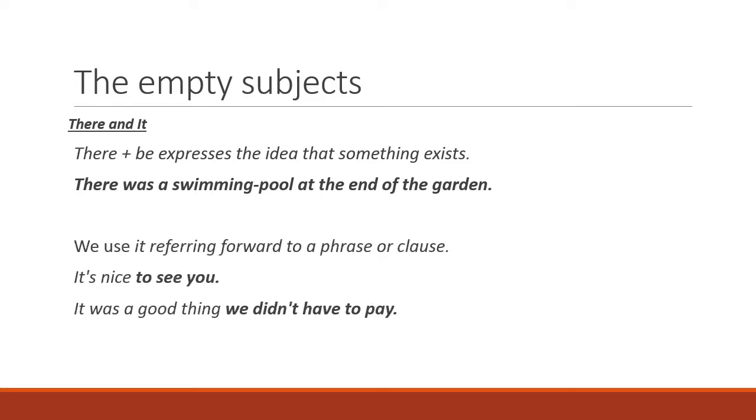And generally it is used to refer forward to a phrase or a clause. It's nice to see you. So not just something exists, but what is that something? So it's nice to see you, an emotion regarding that person. Okay, now let's understand when should we use there or it.